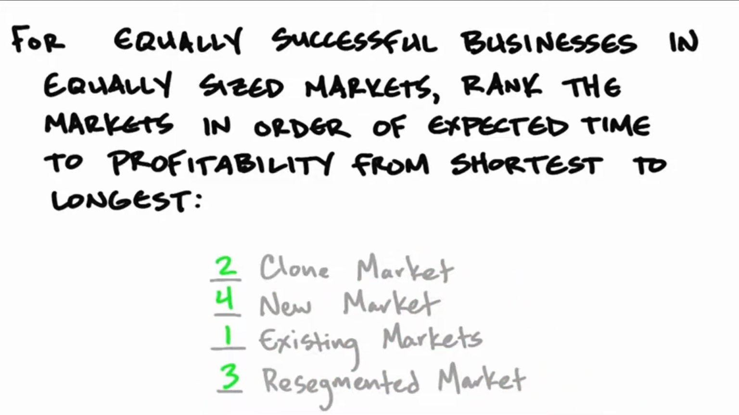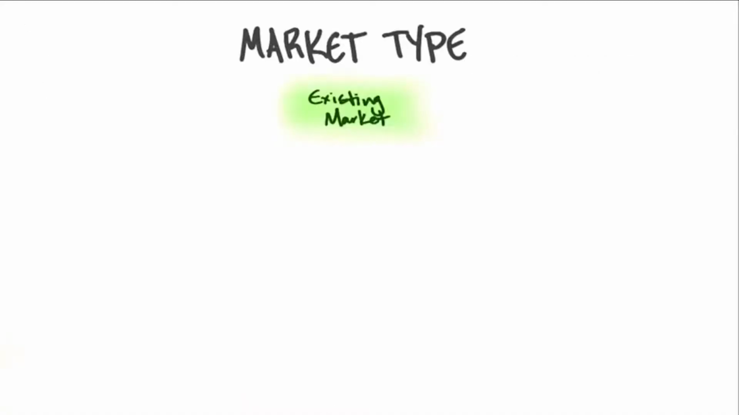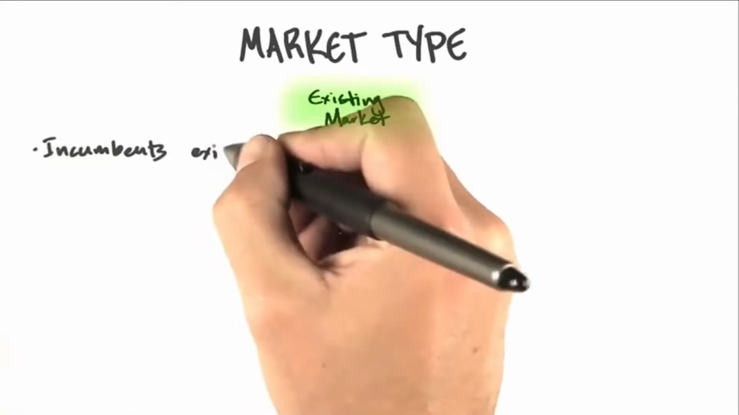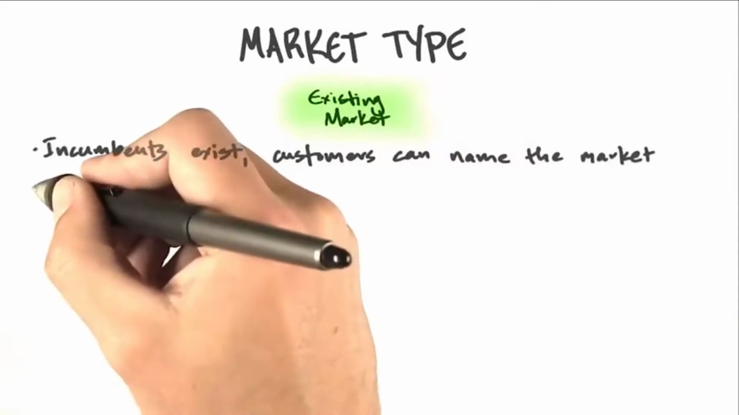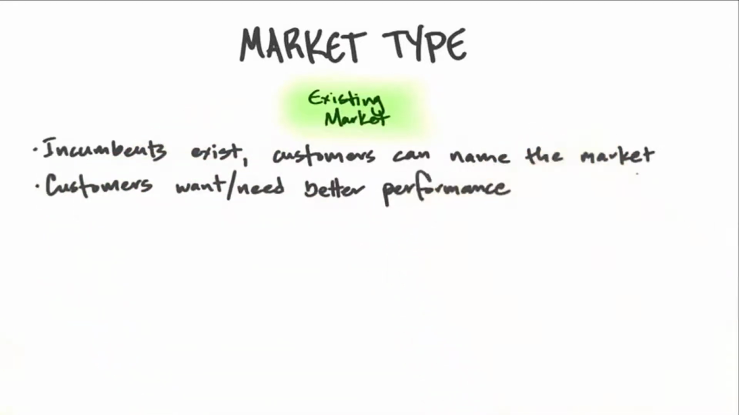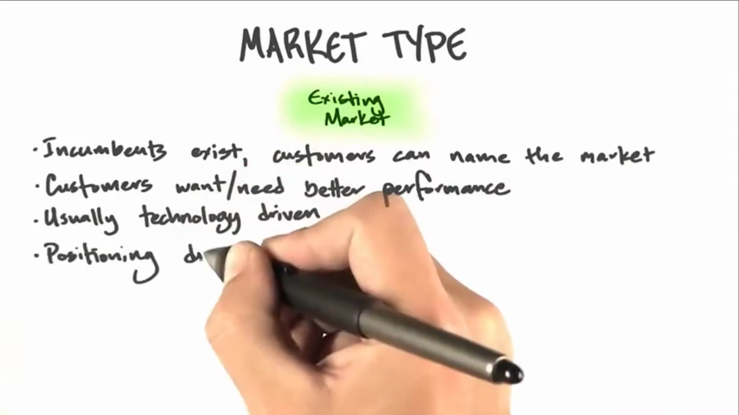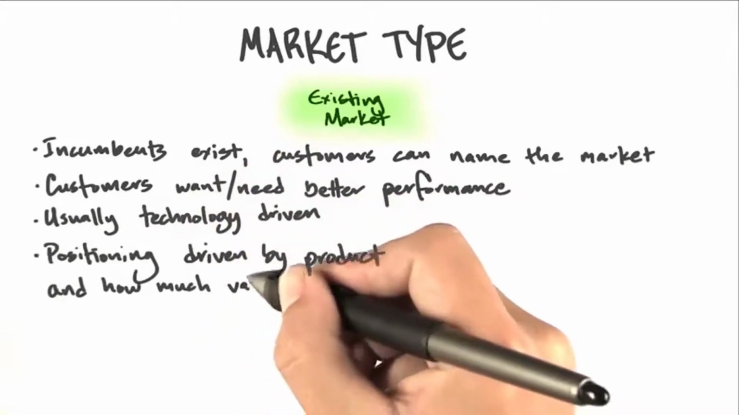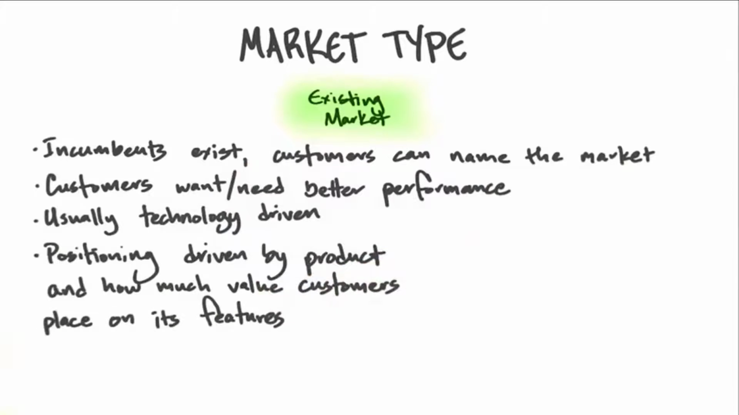But the longest time to profitability is a new market. You have a vision, you understand what the future might look like, but the market just hasn't adopted yet, and that might take years. Again, a little further definition. In an existing market, incumbents exist. Customers can name the market. Customers want or need better performance, and it's usually a technology-driven play. Positioning is driven by the product and how much value customers place on its features.